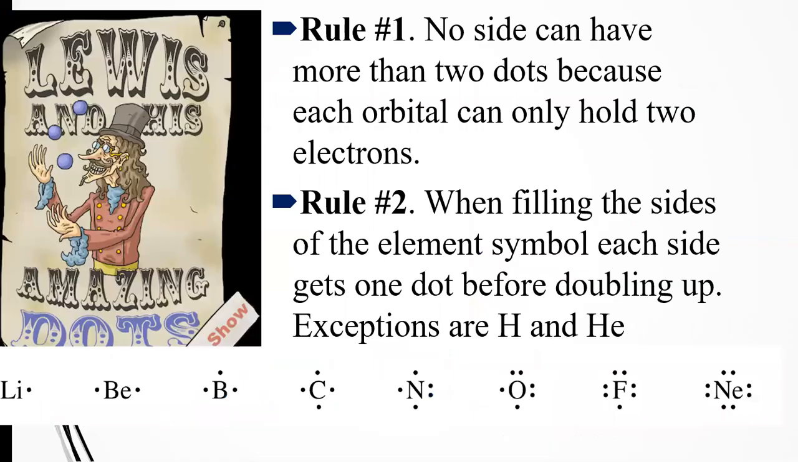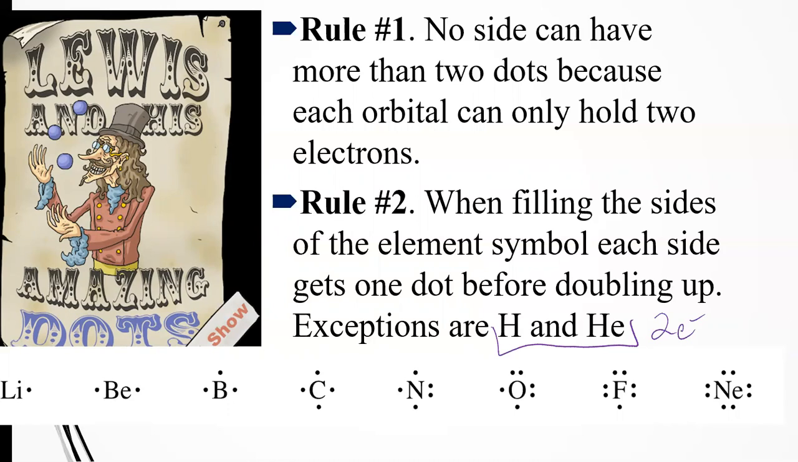Now, for Lewis structures, there are 2 rules when we draw these symbols. One is that no side can have more than 2 dots, because each orbital can only hold 2 electrons. And when we fill the sides, each side gets 1 dot before they double up. The only exception is hydrogen and helium, because these 2 only form 2 dots total, since they follow the duet instead of the octet.